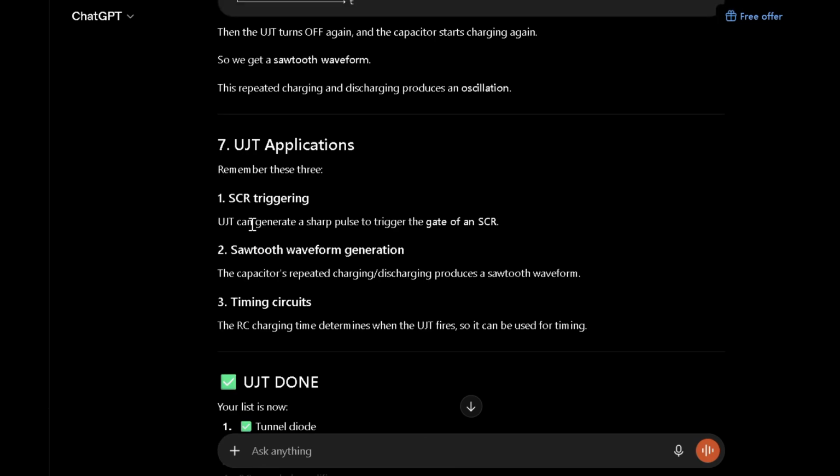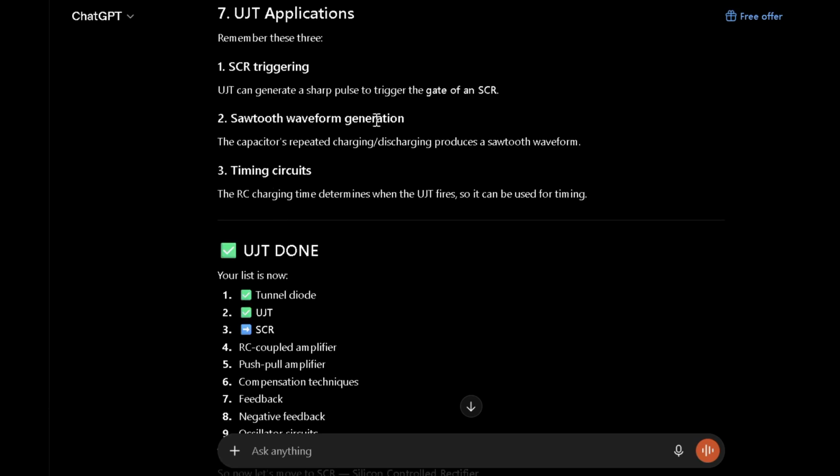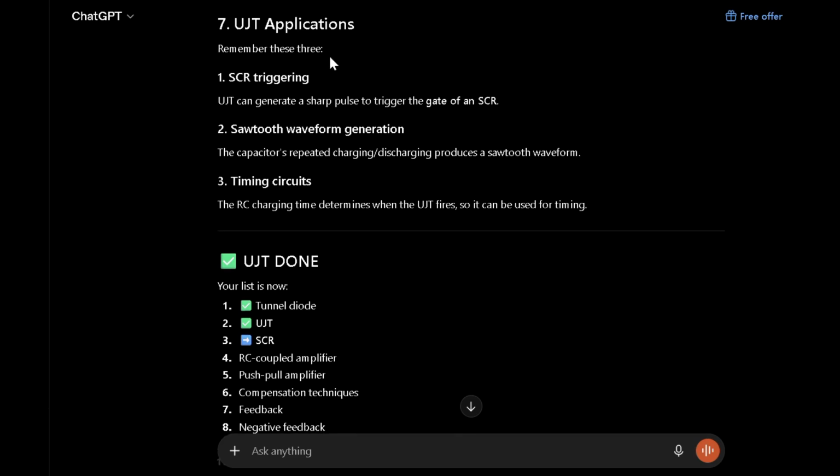Sawtooth waveform generation in the relaxation oscillator and RC charging with UJT. Okay. We are now going to get ready for SCR triggering. SCR. First we will do the SCR. Continue SCR.